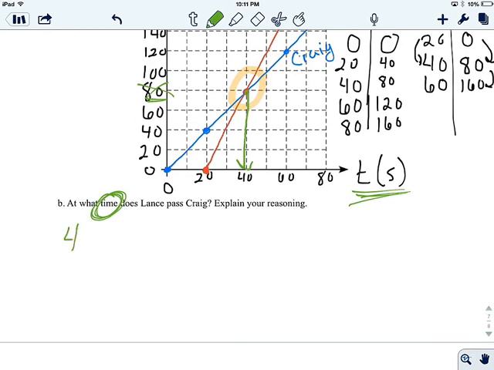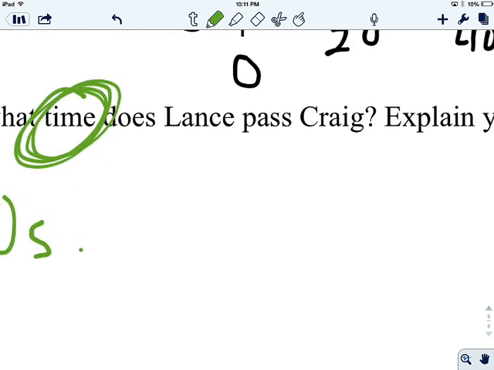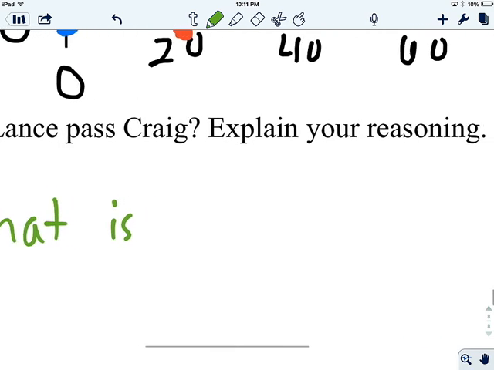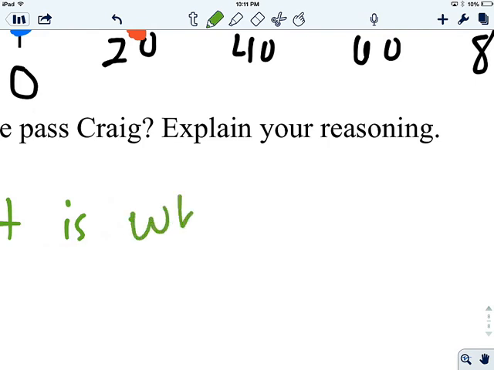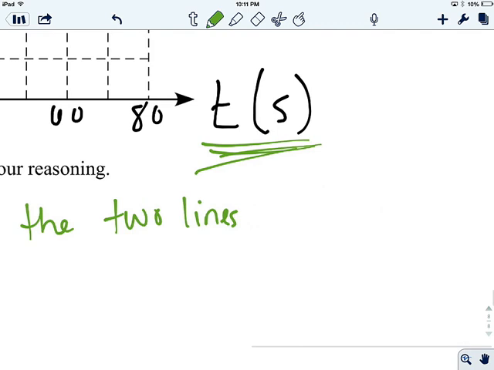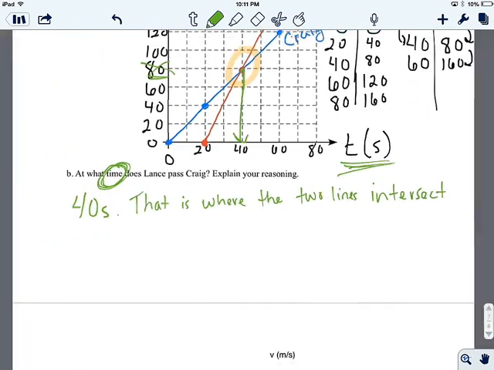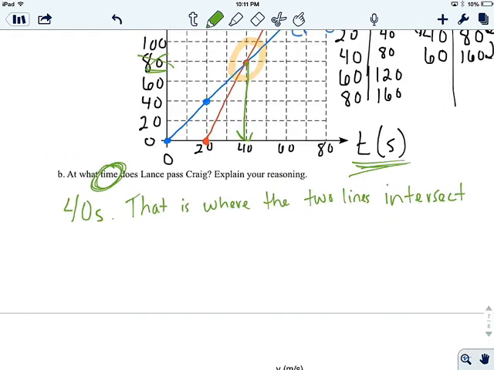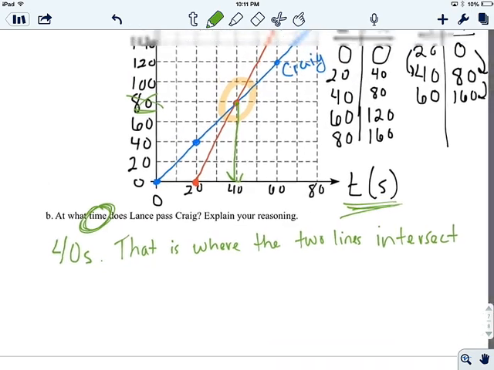So we're going to say 40 seconds, and that is where the two lines intersect. Perfect. 40 seconds. That's where the two lines intersect.